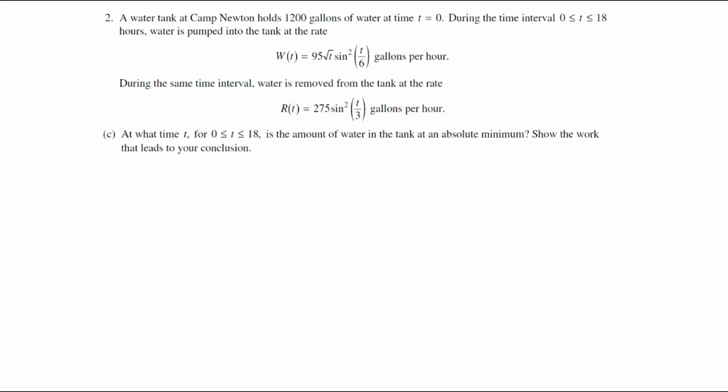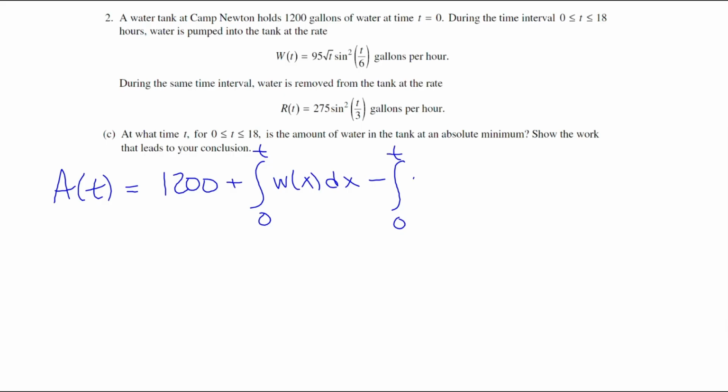In part C, it asks us at what time t is the amount of water in the tank at a minimum. Well, we already knew that the amount of water in the tank was this function that we just had. I'll call it A of t, right? The amount of water in the tank was just 1,200 plus the integral from 0 to t of W minus the integral from 0 to t of R.